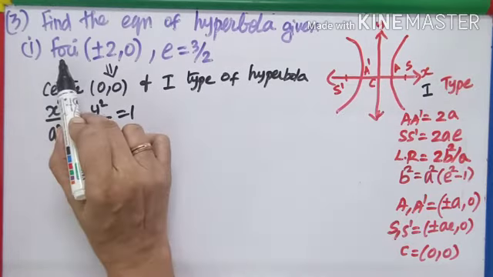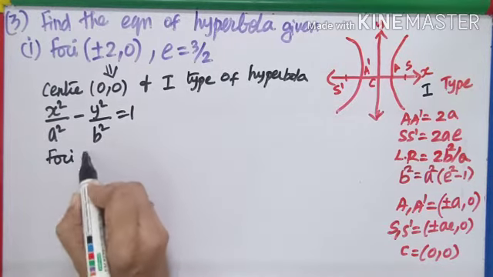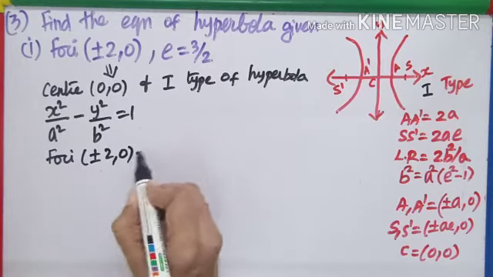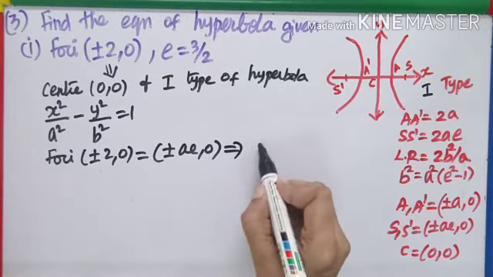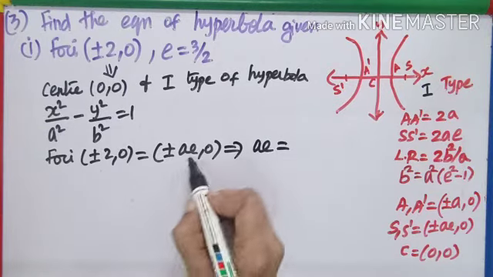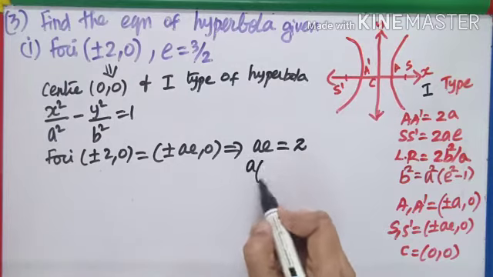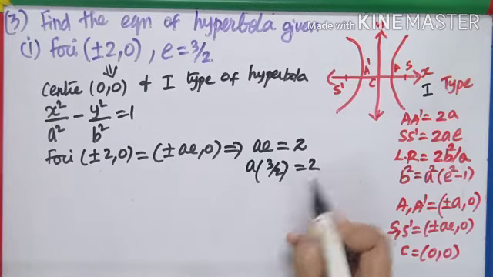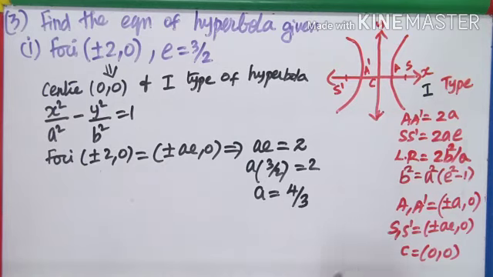Here focus plus or minus 2, 0 tells me plus or minus AE, 0. So focus plus or minus 2, 0 compare with plus or minus AE, 0 and so I get AE is 2. What is E value? 3 by 2. So what is A? Cross multiply, it is 4 by 3.